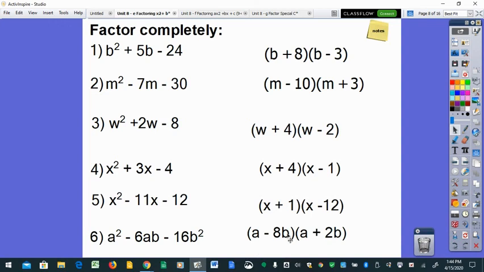So again, if you look, there's the a's in the front, there's the b's in the back. Now a times a is a squared. Now the outer is going to be 2ab. And the inner is going to be negative 8ab. And when you add a 2 and a negative 8, that's where the negative 6 is coming from. And then a negative times a positive is a negative, and 8 times 2 is 16, and it's b times b, which is b squared.